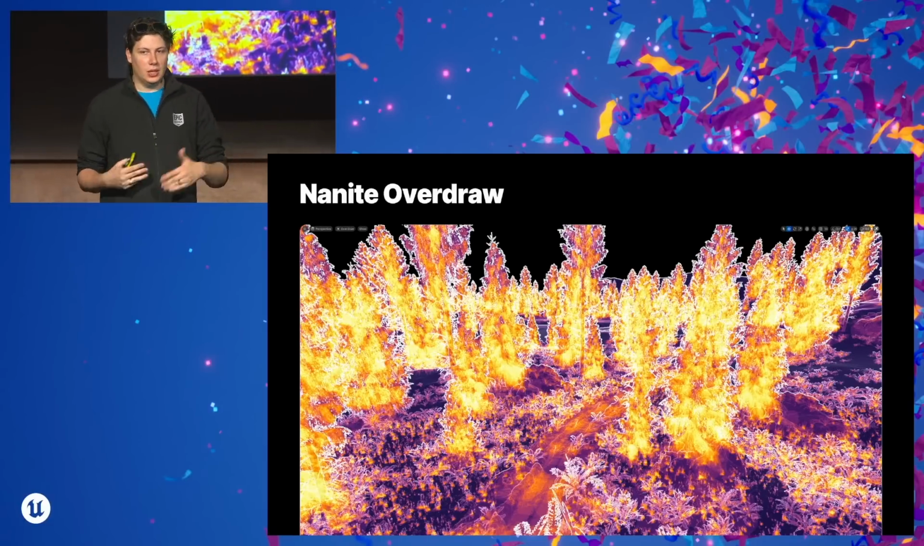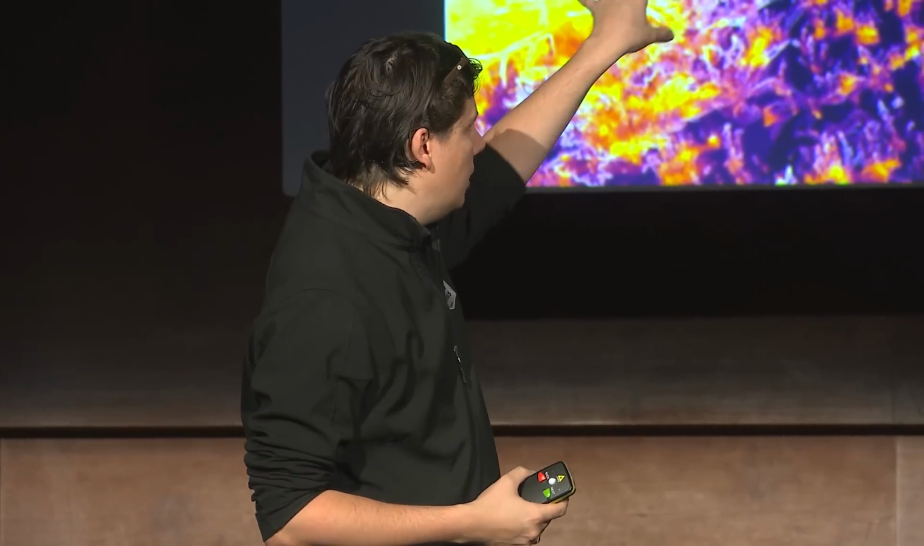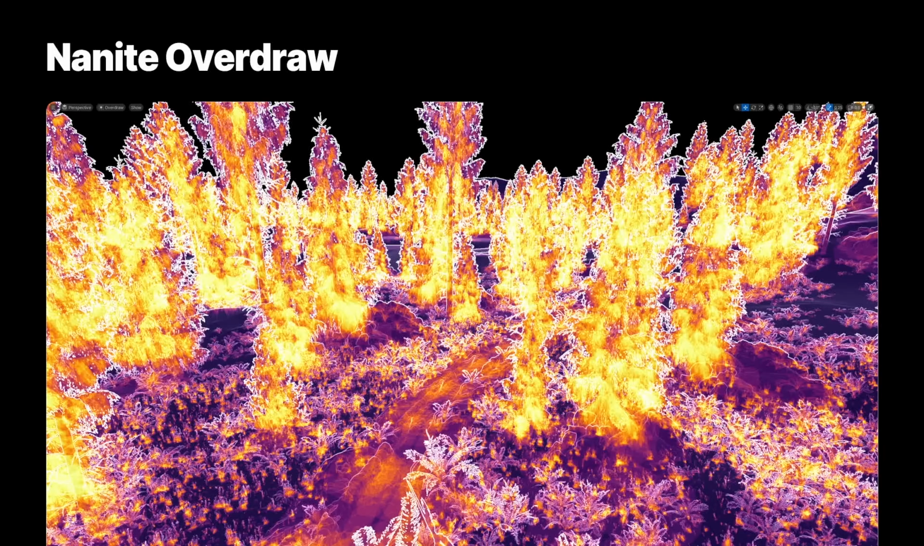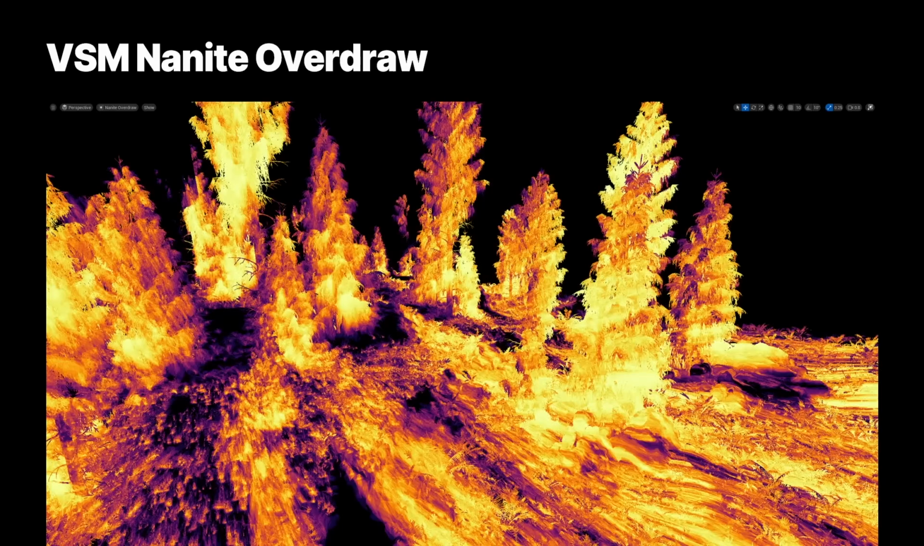You can see where you've potentially got too many things. Obviously, the trees stand out, but I can start to see down in this pathway down here that I may have too many rocks overlapping each other as well that are starting to become a point of concern. So Nanite overdraw, big win.